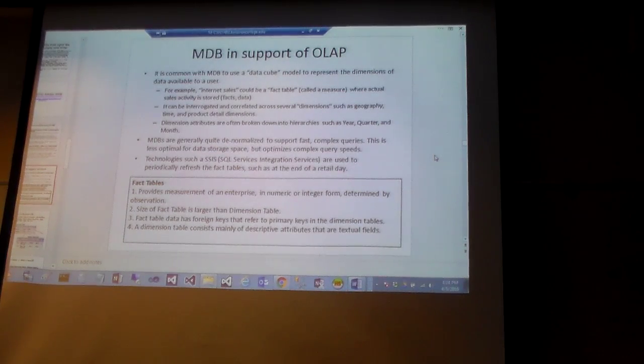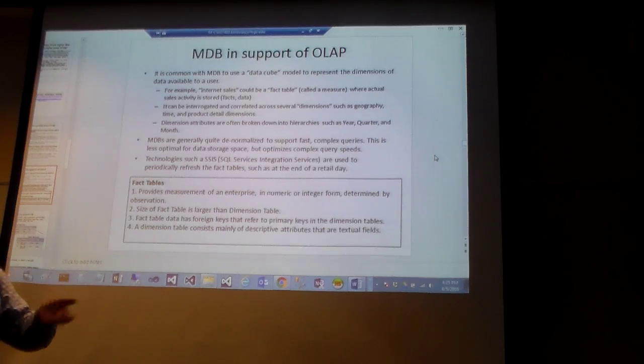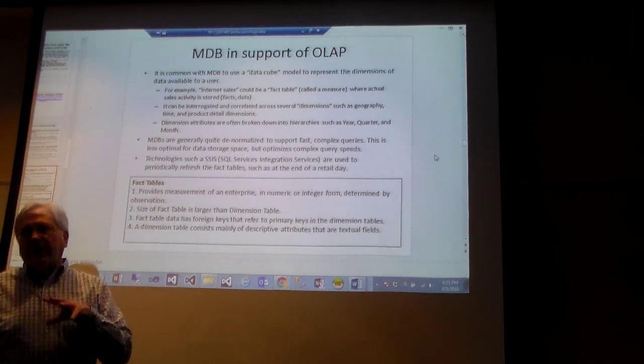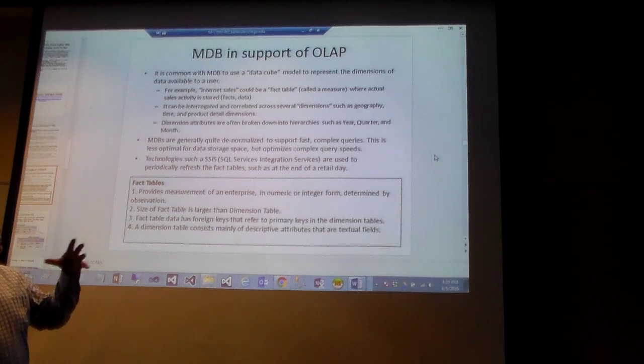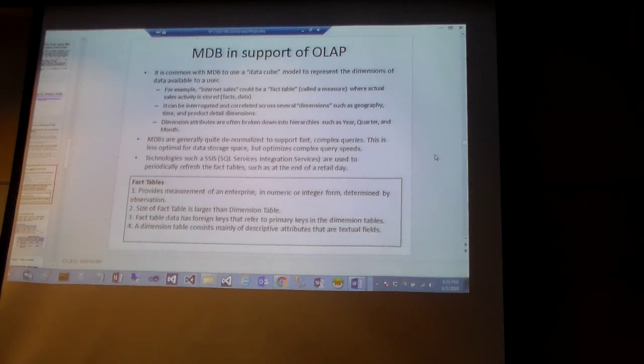So here's an example. Internet sales could be a fact table, which is called a measure, where sales activity is stored as facts, as data. So you're pumping in real internet sales that you've actually had. And then you can interrogate that across dimensions, such as what do my sales look like by geography, or by time, or by product? So you would load the cube up with the fact table, which is the facts. What did you actually sell?